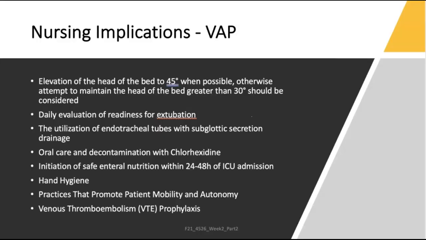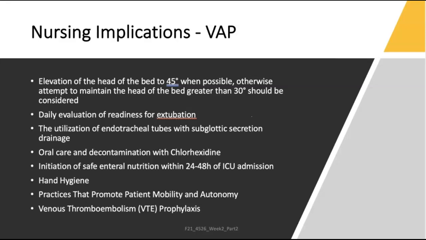Some nursing implications for VAP: maintain the head of the bed at 30 to 45 degrees when possible. Daily evaluation of readiness for extubation. You want to extubate the patient as soon as possible. Ensure endotracheal tubes with subglottic secretion drainage. These are new endotracheal tubes that are constantly removing secretion drainage. Not all hospitals are using these.